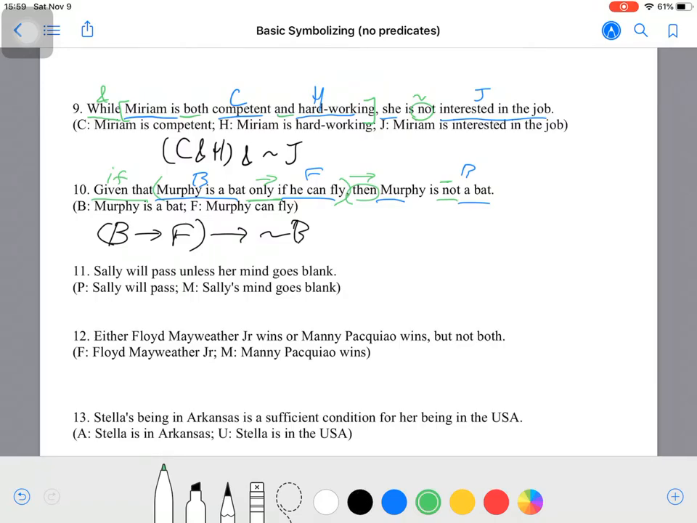Going on to 11, "unless" gets an or, then we underline pieces. Sally would pass. Sally's mind goes blank. This one's pretty straightforward. P or M.